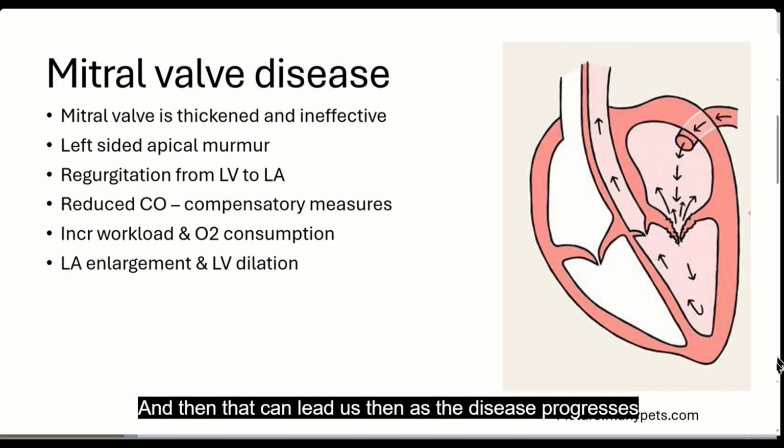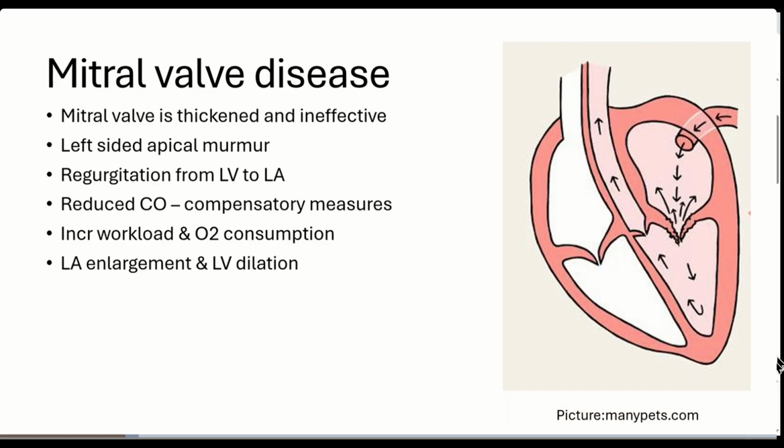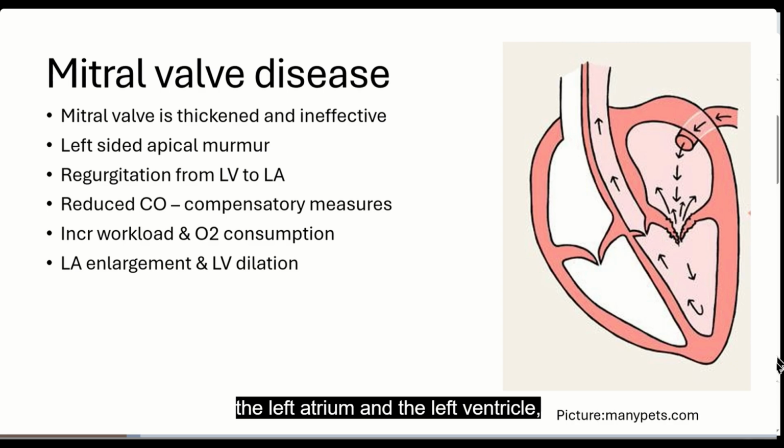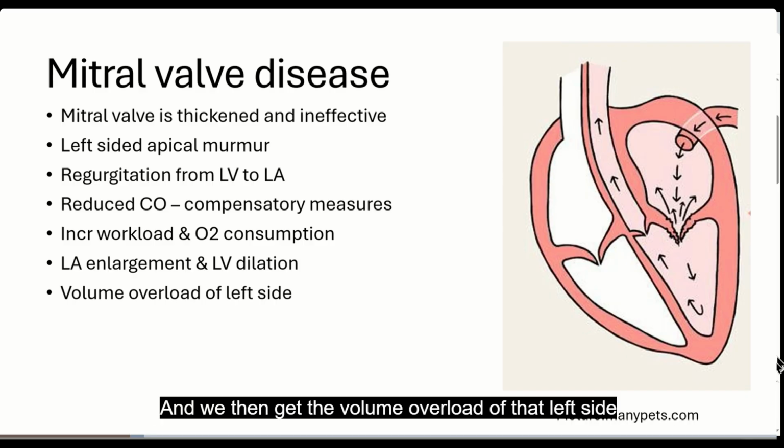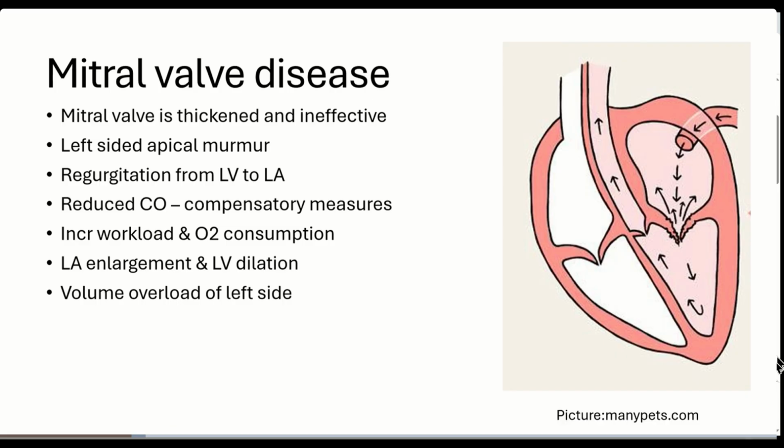And then that can lead us, as the disease progresses even further, into left atrial enlargement and left ventricular dilation. So we end up with a lot of blood sloshing between the left atrium and the left ventricle, going back and forth from the atrium to the ventricle, instead of going through and leaving the heart as it's supposed to. So we end up with that atrial enlargement and the left ventricular dilation as well. And we then get the volume overload of that left side as that blood continues to shunt back and forth instead of actually going through and leaving the heart.